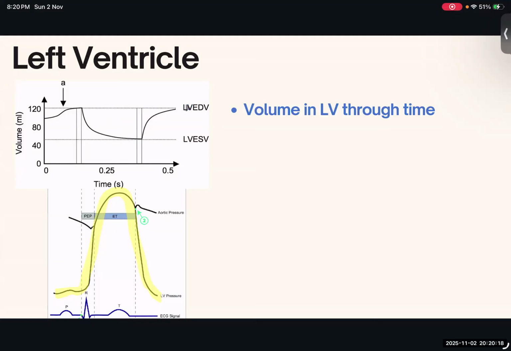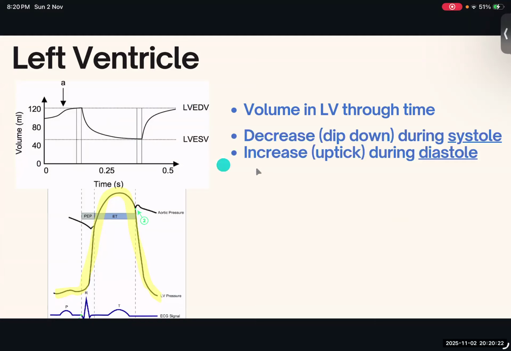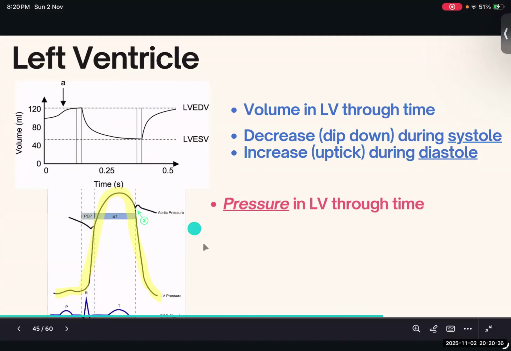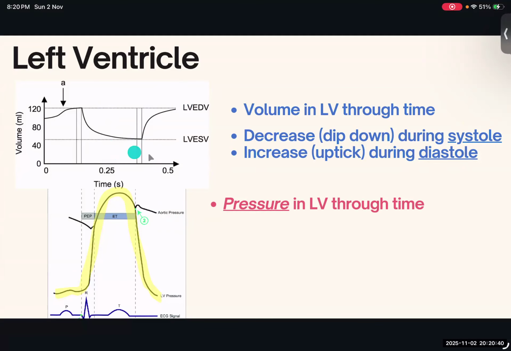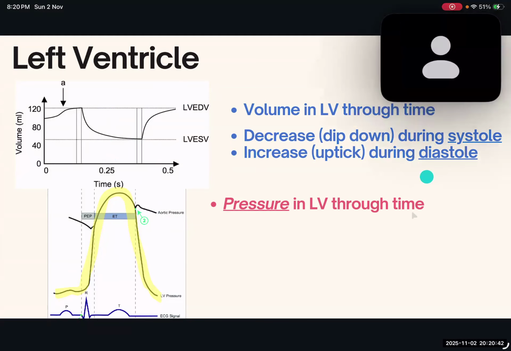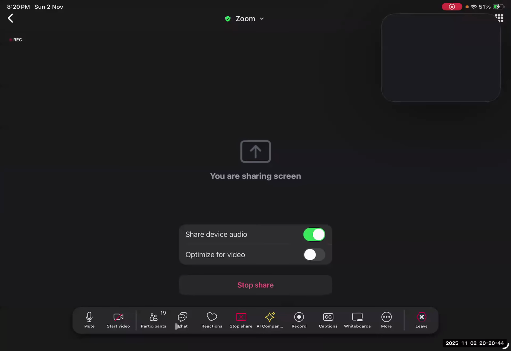Beautiful. So this is the volume as opposed to time. When we have a decrease, that means it's systolic, right? We have a contraction. And when there's an increase in the left ventricular volume of blood, it's diastolic. Let's talk about the pressure in the left ventricle. This big line right here, this big mountain. During systole, does the pressure increase or decrease? Increase. Absolutely correct.